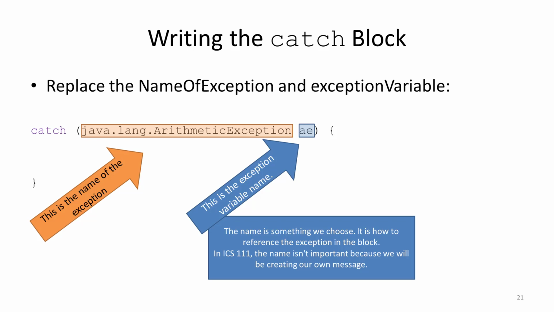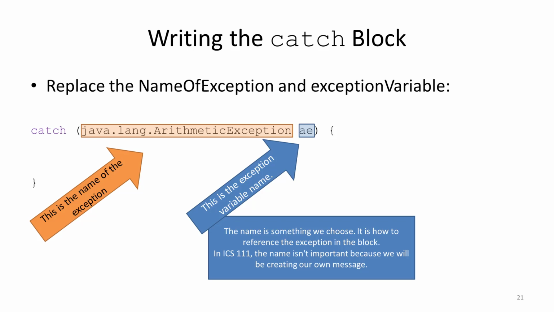In ICS 111, the name isn't as important because we will be creating our own message. The exception variable itself contains more information about the crash. We are not actually going to be using the exception variable, but we do need to declare it as part of the catch block syntax. In this class, we are going to be creating our own custom messages to tell the user why the program crashed and how to correct the mistake.